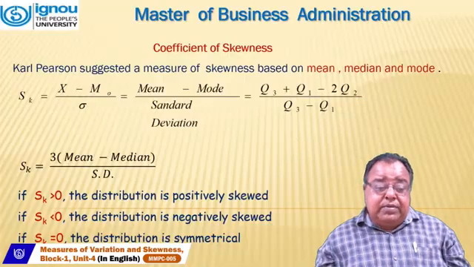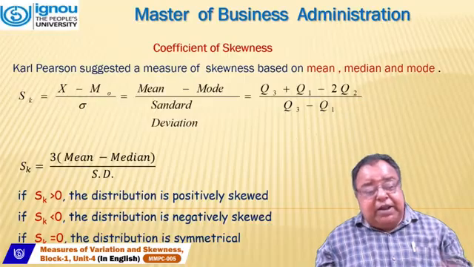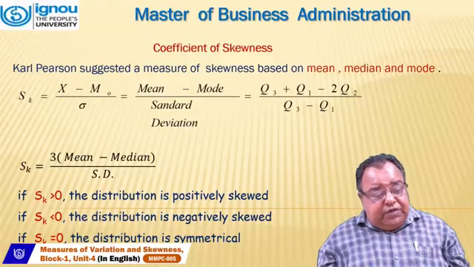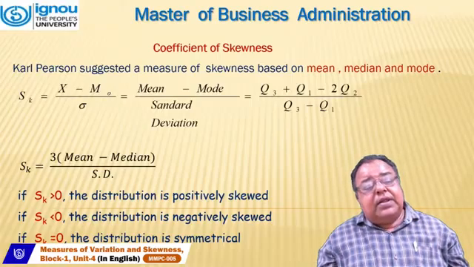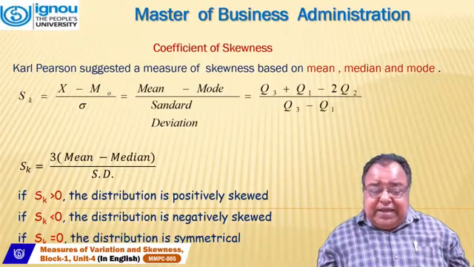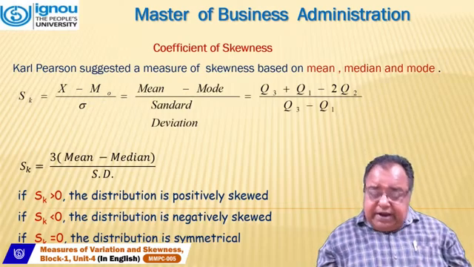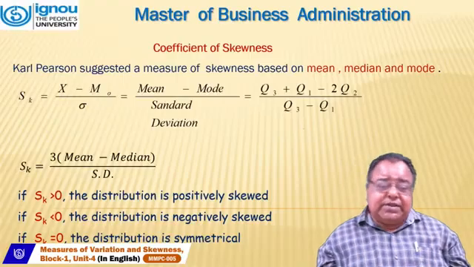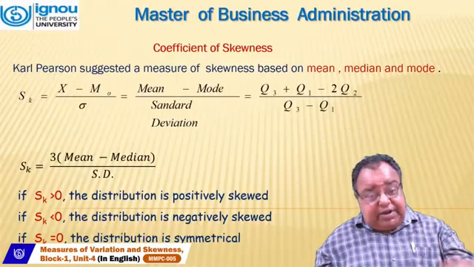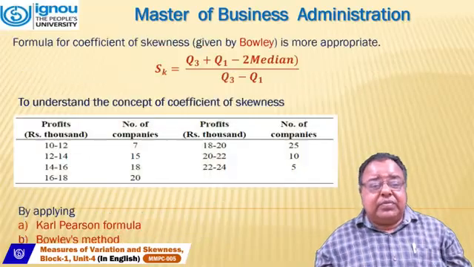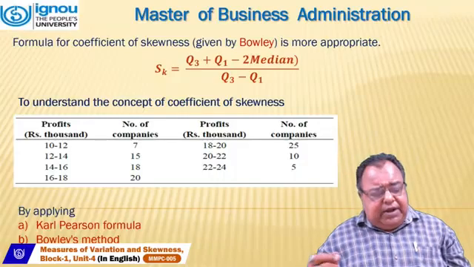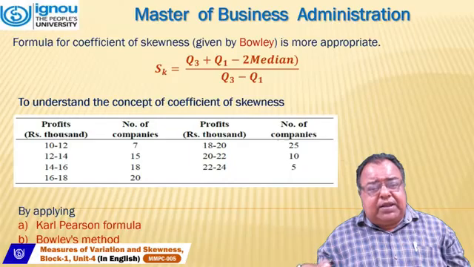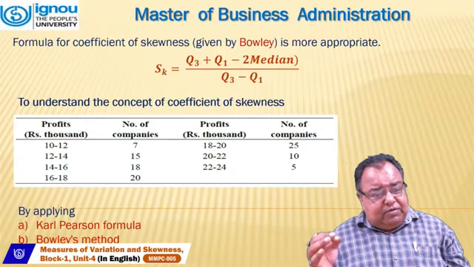Now, depending upon the value of Sk, that is the coefficient of skewness, we can determine whether the data is positively skewed, negatively skewed, or symmetrical. If Sk is greater than 0, it is positively skewed. If Sk is less than 0, it is negatively skewed. And if Sk is equal to 0, it is symmetrical. From the interpretation, what we evaluate, here we can decide. Bowley proposed a relation, that is Q3 plus Q1 minus 2 times median divided by Q3 minus Q1.